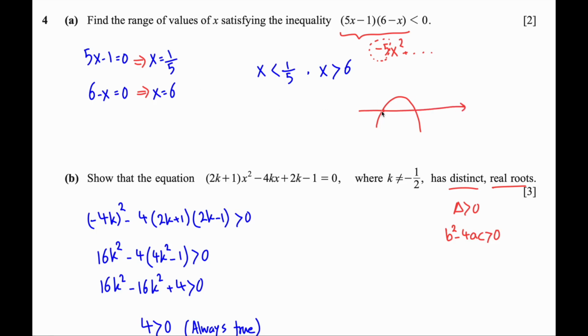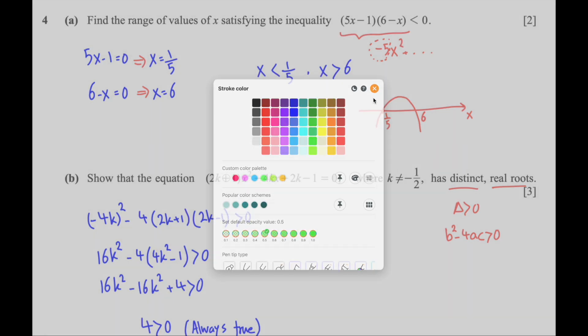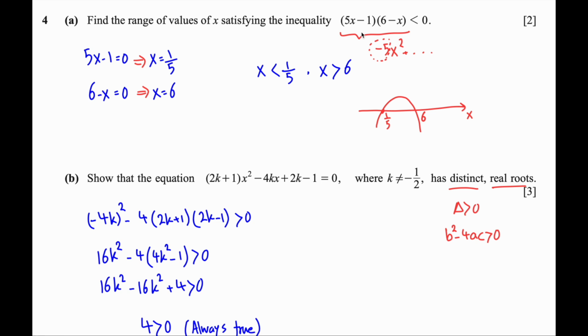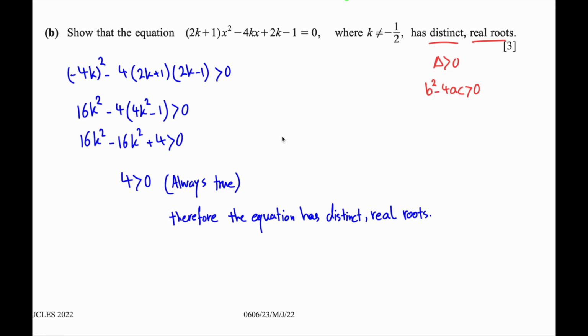Those are the points where the parabola crosses the x-axis. So this is 1/5 and this is 6. So now you can visualize which portion of this curve falls below the x-axis or is less than 0. So it's this portion and this portion. So all the x's less than 1/5 and all the x's greater than 6 are the answer to this inequality. Question number 4, part B.